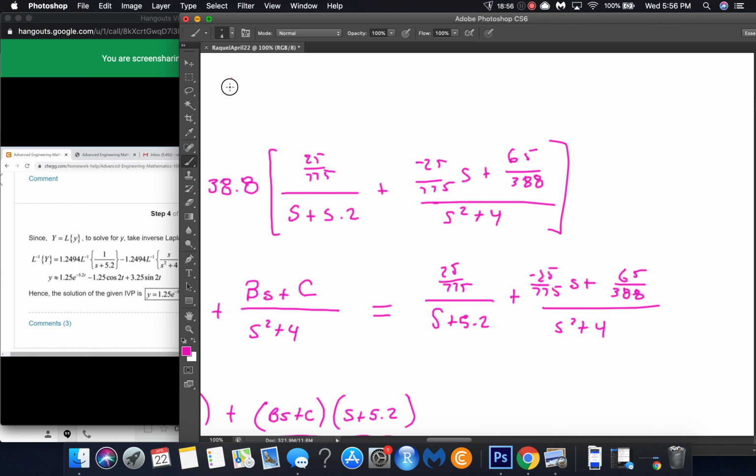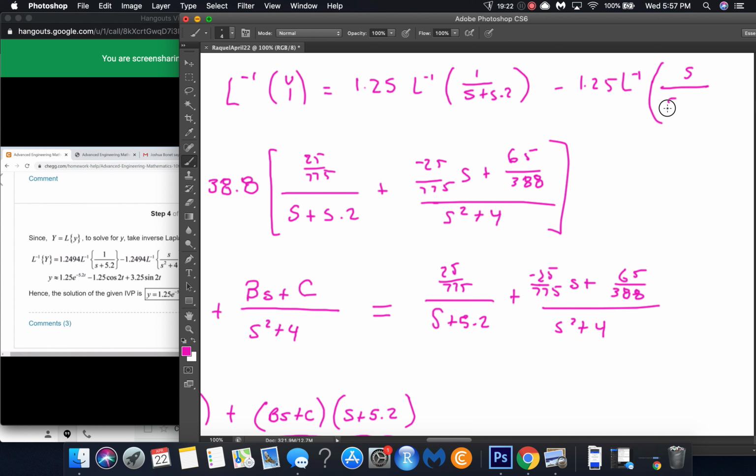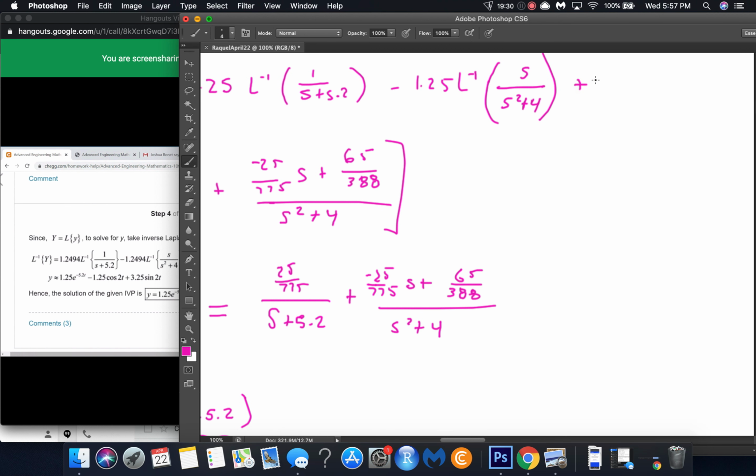So now we take the inverse function of y. Now I'm going to multiply those numbers, well, I guess they already have them multiplied there, so I'm going to use those. 1.25 L inverse of 1 over S plus 5.2, and then minus 1.25 L inverse of S over S squared plus 4. And then the last number is 3.25, so it's going to be plus 3.25 L inverse of 1 over S squared plus 4.